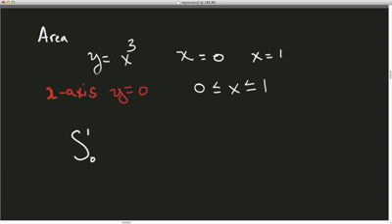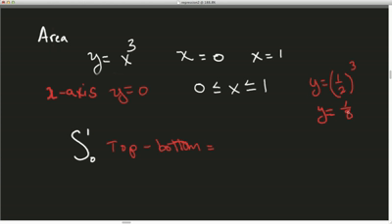You've got to pick a number between 0 and 1, plug it into your function, and if it's greater than 0, then you write down, it's always the top function minus the bottom function for area. Okay? So if I plug in a 1/2, for instance, what is 1/2 cubed? 1/8, okay. Is that greater than 0 or less than 0? So therefore, would that be the top function or the bottom function?